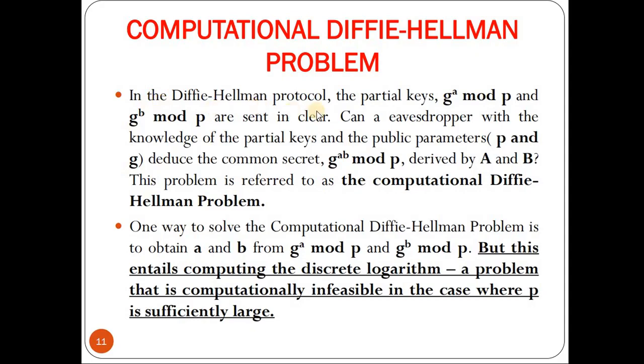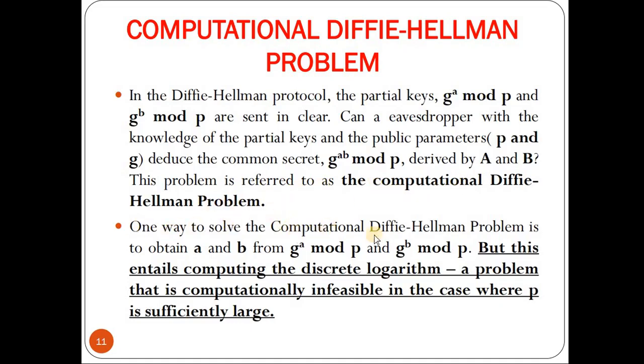So in the Diffie-Hellman protocol, the partial keys G to the power A mod P and G to the power B mod P are sent in clear text format. So can an eavesdropper with the knowledge of the partial keys, that is nothing but G to the power A mod P and G to the power B mod P, and the public parameters P and G, deduce the common secret key, that is G to the power AB mod P, derived by A and B. Now this problem is referred to as the computational Diffie-Hellman problem.